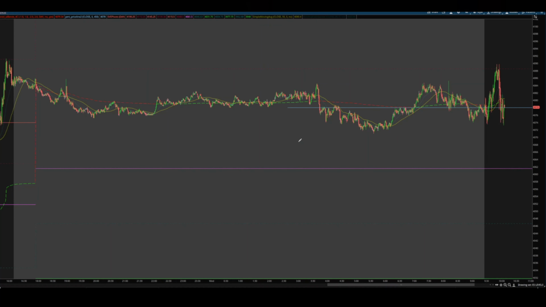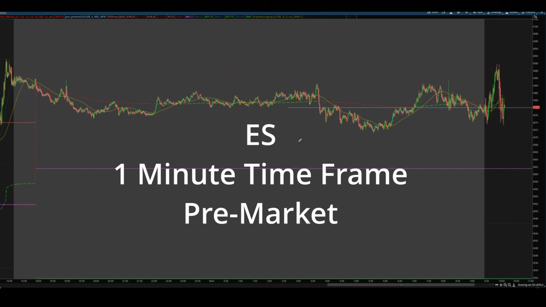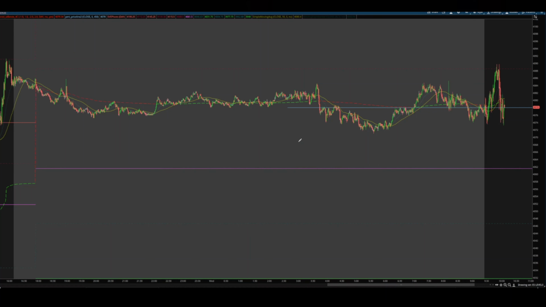Today is February 2nd, Wednesday. I want to talk about looking at the pre-market level before the trading session starts. It really helps on your entries, and can give you some idea before you enter your trades.